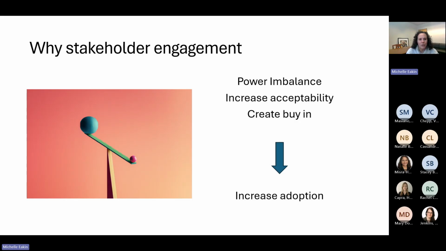And by doing that, we can increase acceptability and buy-in. Patients believe in this, they want to try, they are a part of it, they're part of the decision making, they're more willing to and more apt to accept it. I do a lot of work in adherence. This is medication adherence. We know that acceptability and buy-in is one of the biggest drivers of long-term medication adherence. If patients believe that this medication is going to work for them, they're more likely to adhere to it over time. And so increasing that engagement can address this power imbalance and increase adoption.